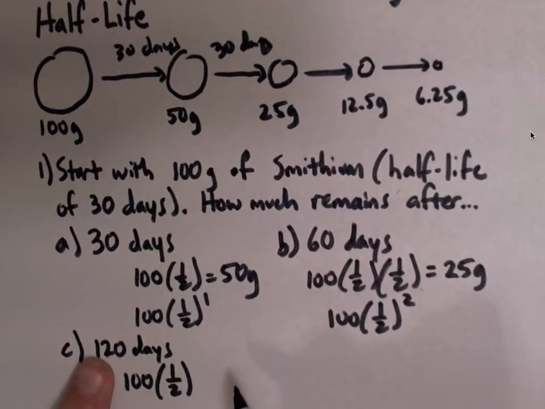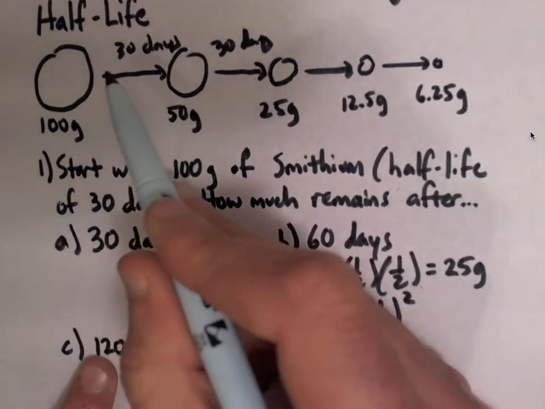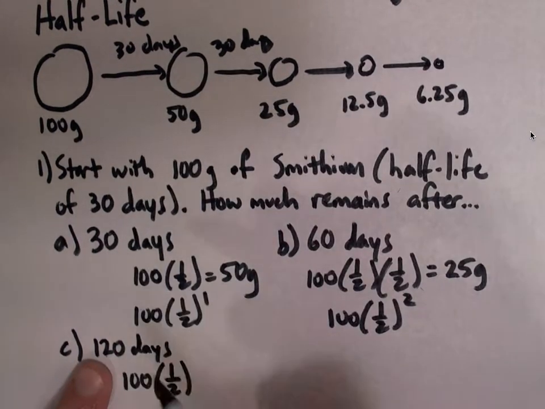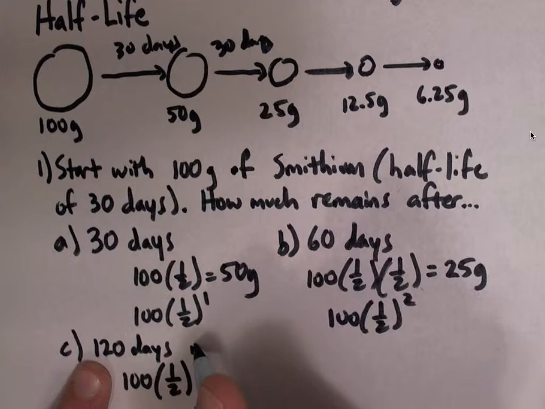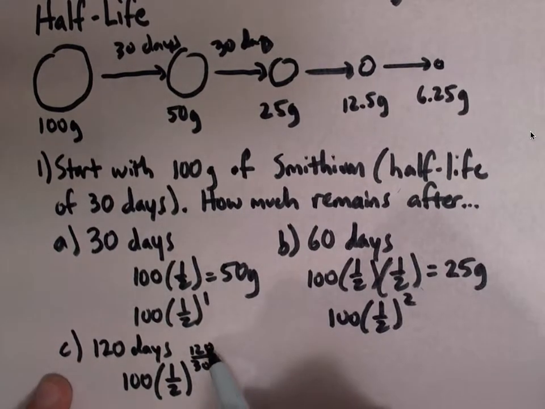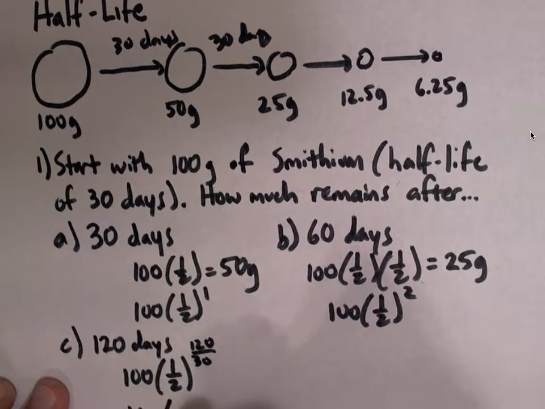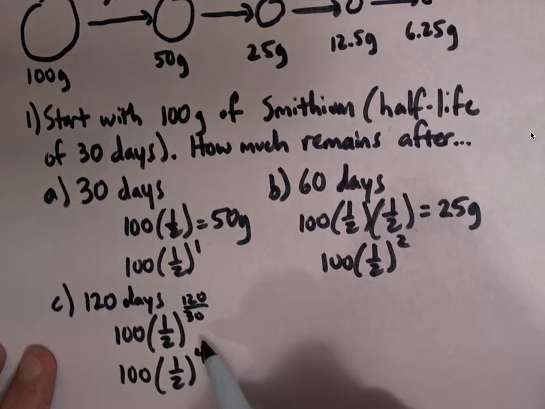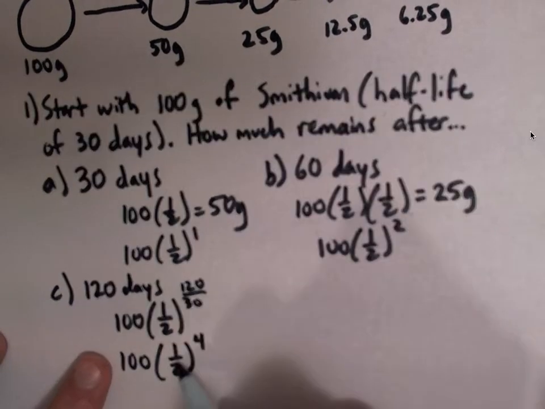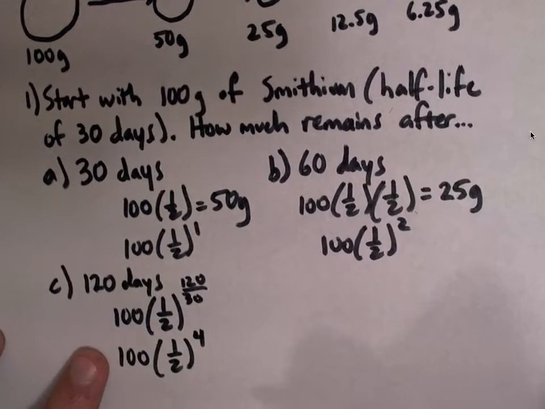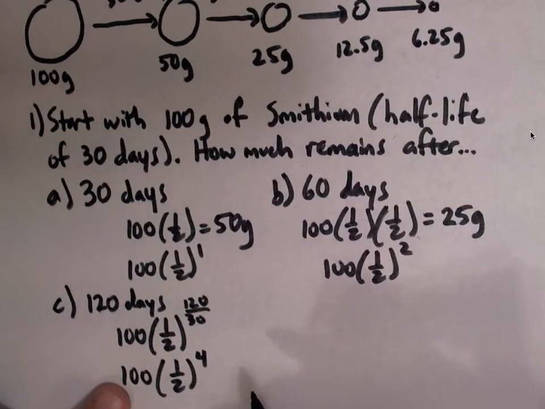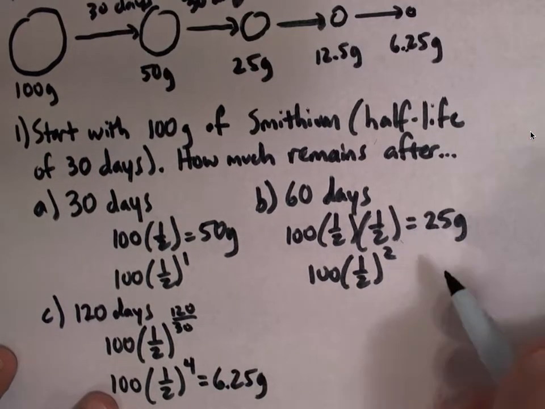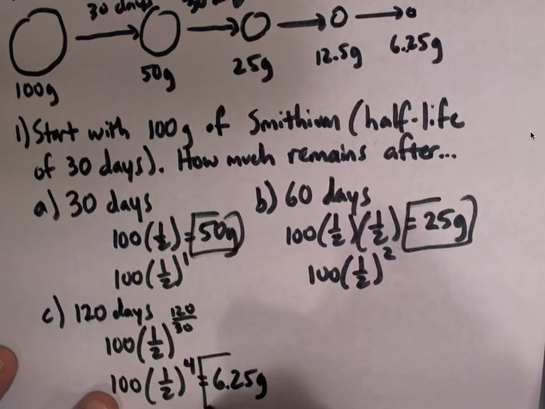120 days is how many half-lives? Well, each half-life is 30 days, right? So 30, 60, 90, 120. So 120 days is actually 4 of these half-lives. So you can write that as 120 over 30, in other words, the same thing as 100 times 1 half to the 4th power, because you're basically doing 4 half-lives. So 1 to the 4th is 1, 2 to the 4th is 16. So we divide 100 by 16, and we get 6.25 grams.